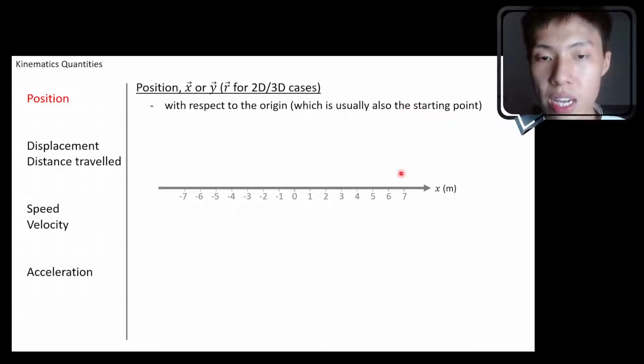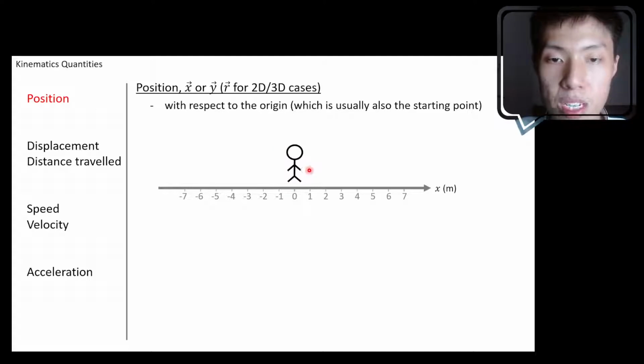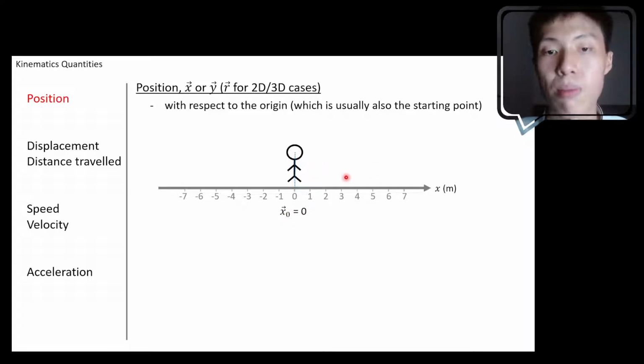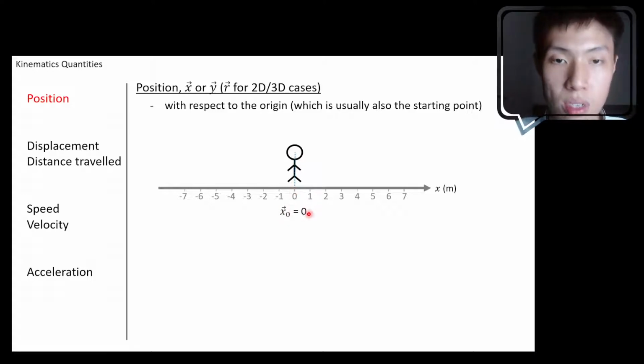So let's say today I have motion in the x dimension. Therefore, I'll be using the x-axis to study the motion. If I have a person over here standing at the origin, then I'll call the position of that person vector x equals 0. I put 0 here because there are many examples that I'm going to show you. For now, it's standing at the origin, so the position will be equal to 0.